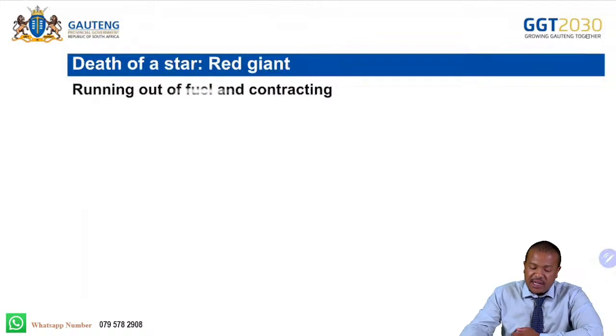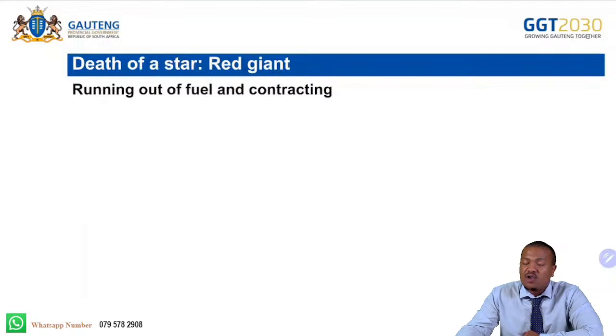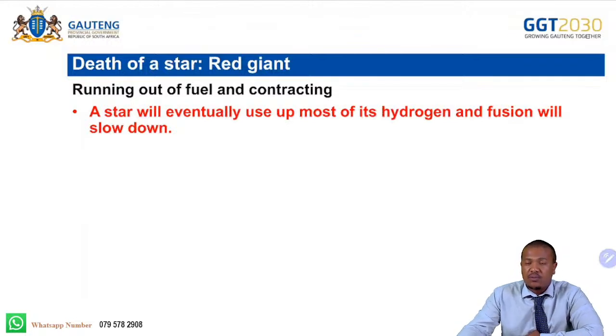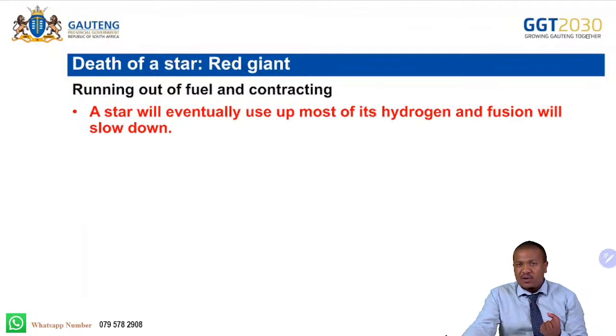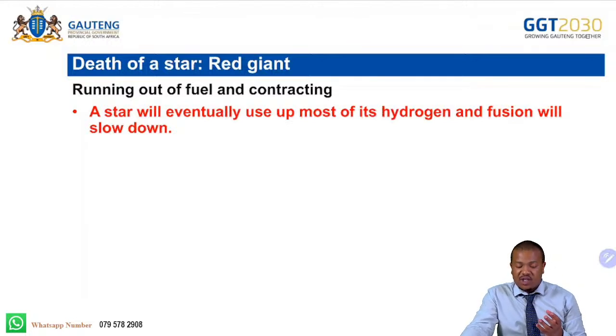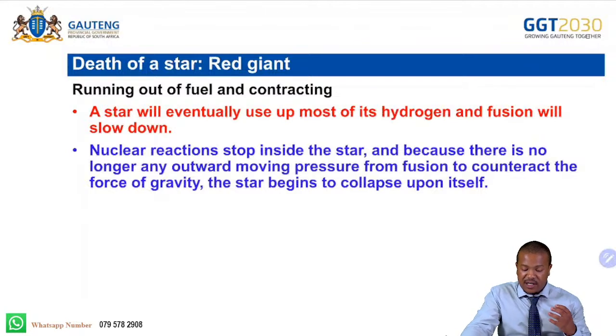Now looking at this, the death of a red giant can occur because of running out of fuel and contracting. As we said, a star will eventually use up most of its hydrogen and fusion will slow down. The more fusion slows down, the more the star will start to glow less, and it will eventually run out of fuel and die.